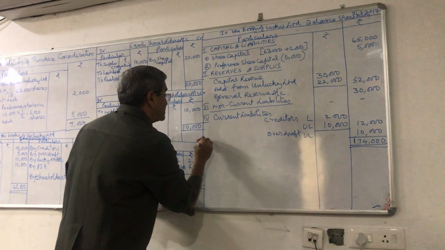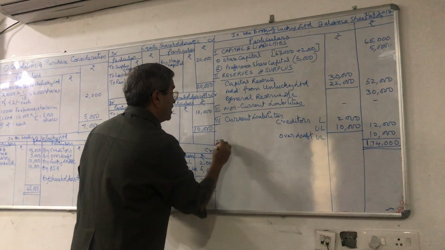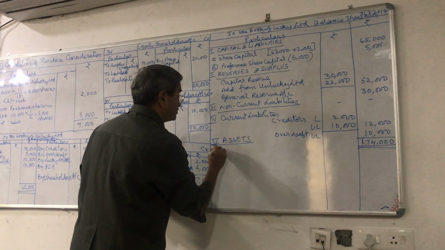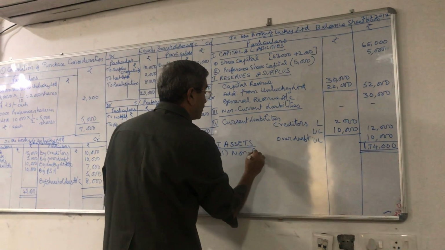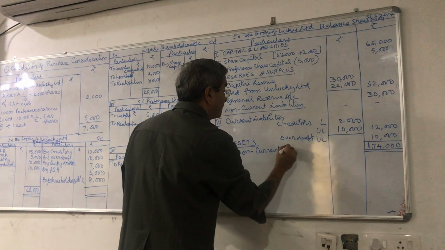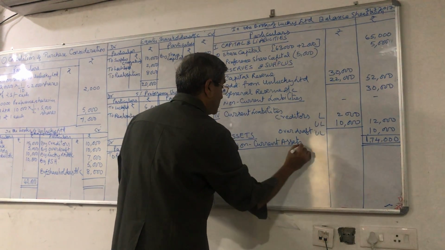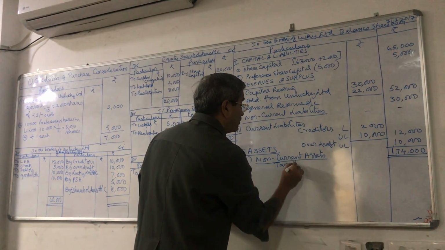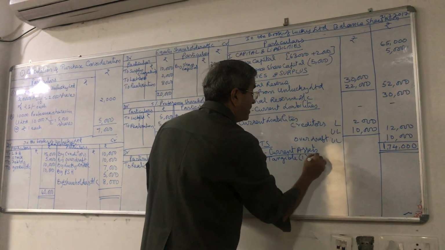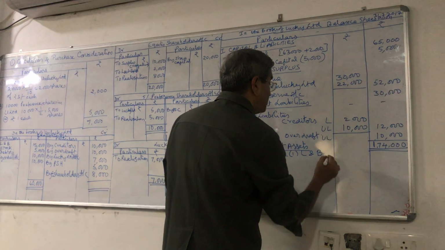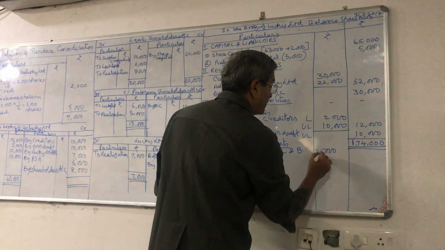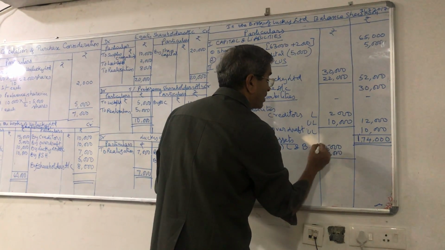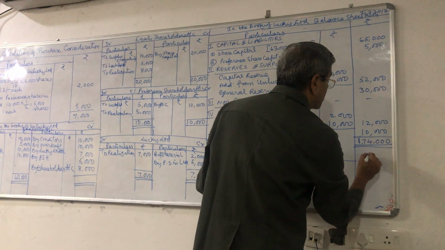Okay, now let us go to the assets. When you go to the assets, first we show non-current assets. Under the non-current assets, you can show tangible assets. Tangible assets, you find number one, land and buildings. Land and buildings, here you have 25,000 plus 40,000 from Unlucky Limited. Together it is 65,000.